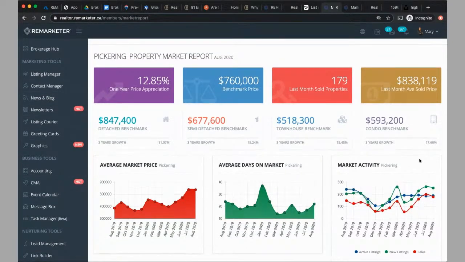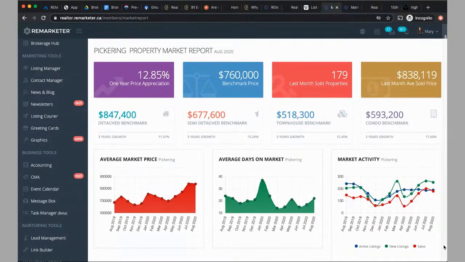Now, the last piece is the market activity. This one is the one that I particularly like. The market activity can show you the state of the market with three different indicators. The first graph, the blue one, would be the active listings. So that's the number of active listings.